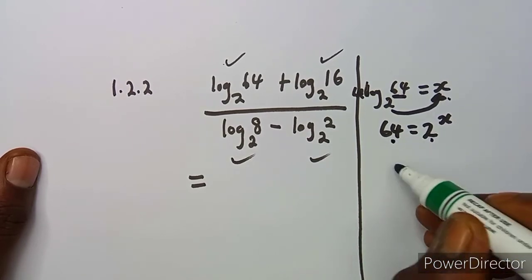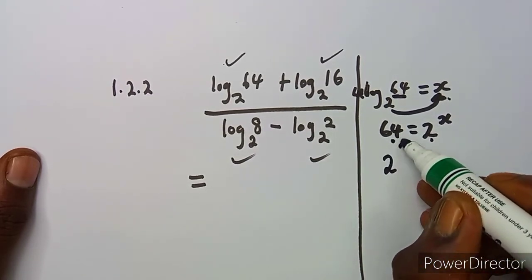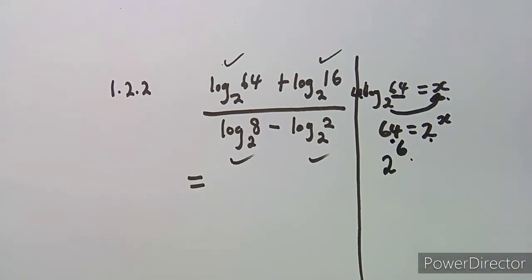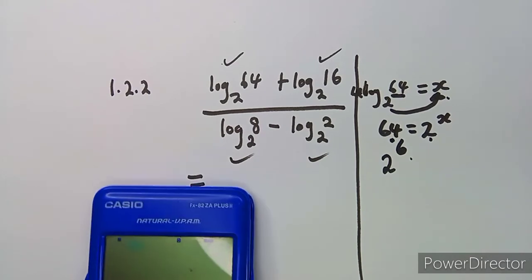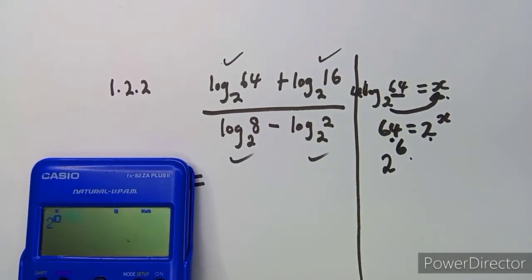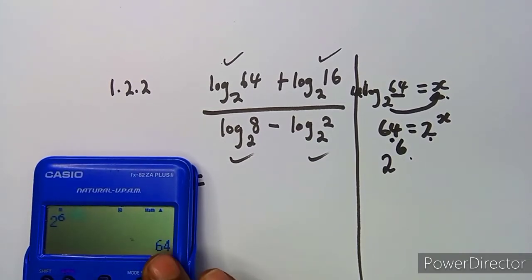So 64 from your calculator, this is 2 to the exponent of 6. 2 to the exponent of 6 from your calculator gives you 64. It's only that I'm having too much light, that is why I'm not showing. Let me just show from this part like this. 2 to the exponent of 6 like this, you're going to obtain 64.